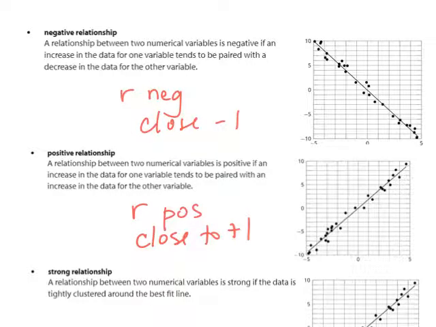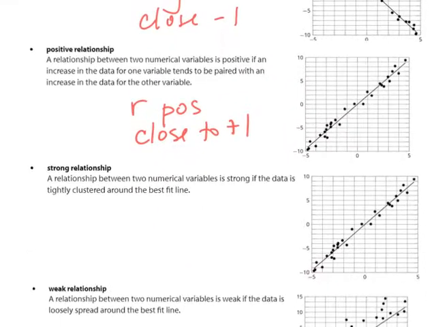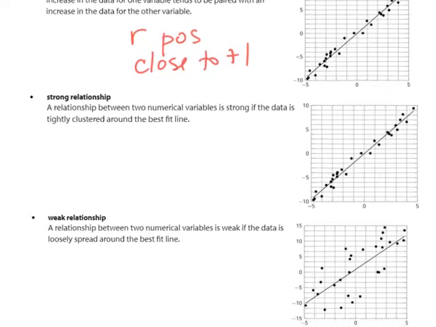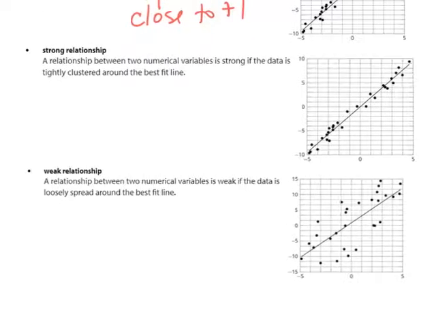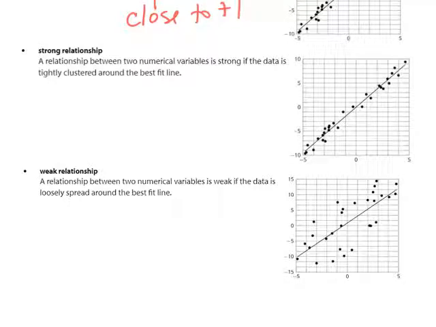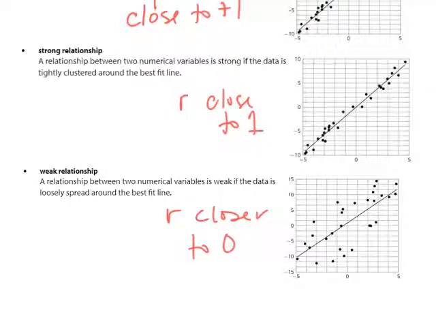If we look further, we have the difference between a strong relationship and a weak relationship. So both of these R values are positive, but you can see that in the strong relationship, the points are very close to the line, and in the weak relationship, they're very scattered, although still increasing. In this case, your R is very close to 1, and here the R is closer to 0, but still positive.